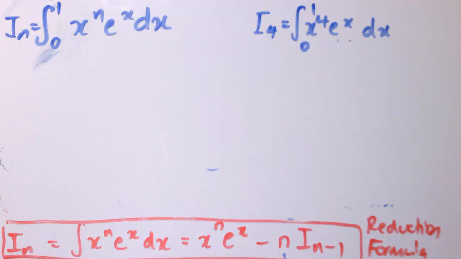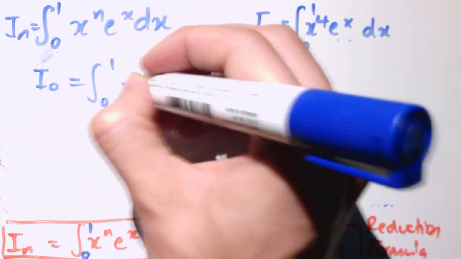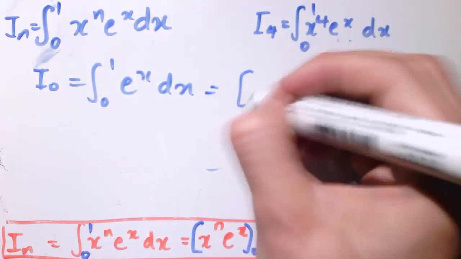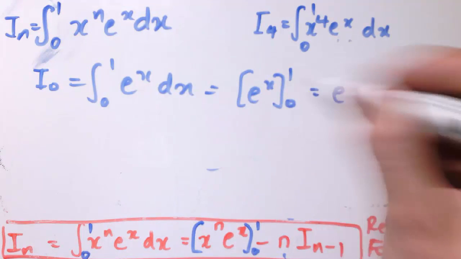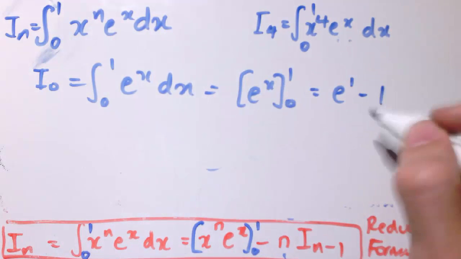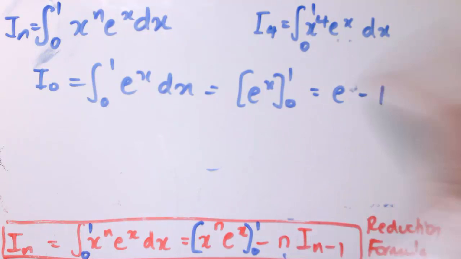Because we've established this reduction formula for this integral, which is obviously exactly the same if I put limits on it. I've just got to put my limits around the equivalent things here, and this integral has limits in it as well. I can work out I0, which is the integral between 0 and 1 of e to the x dx, which is just e to the x between 0 and 1, which is e to the 1 minus e to the 0, which is just e minus 1.